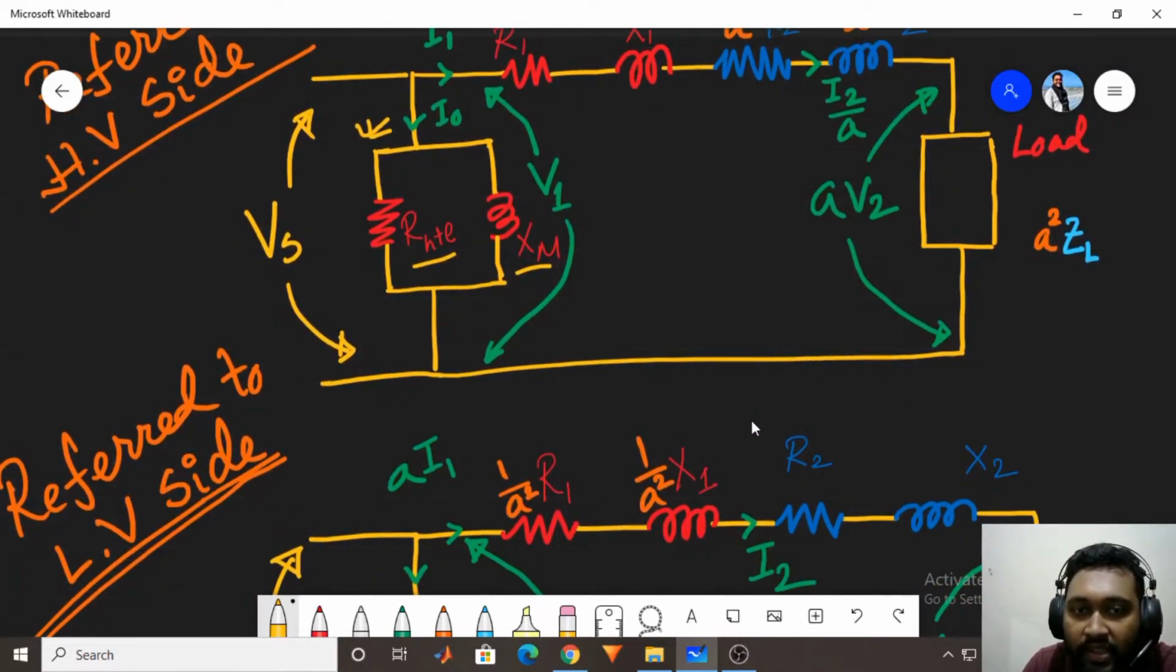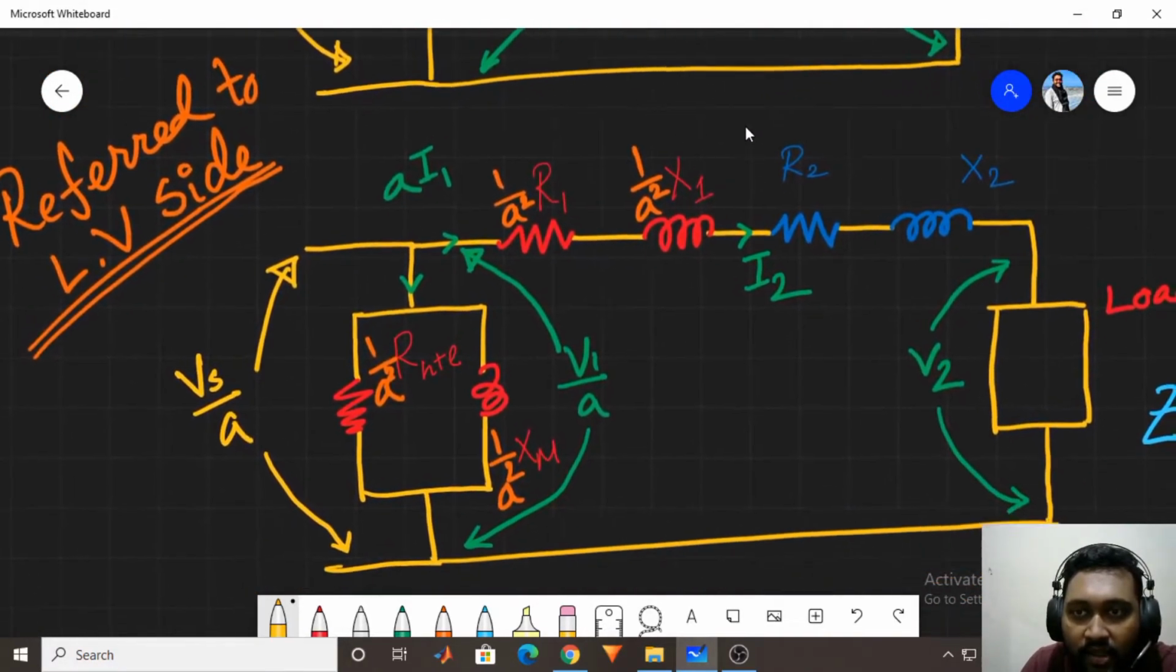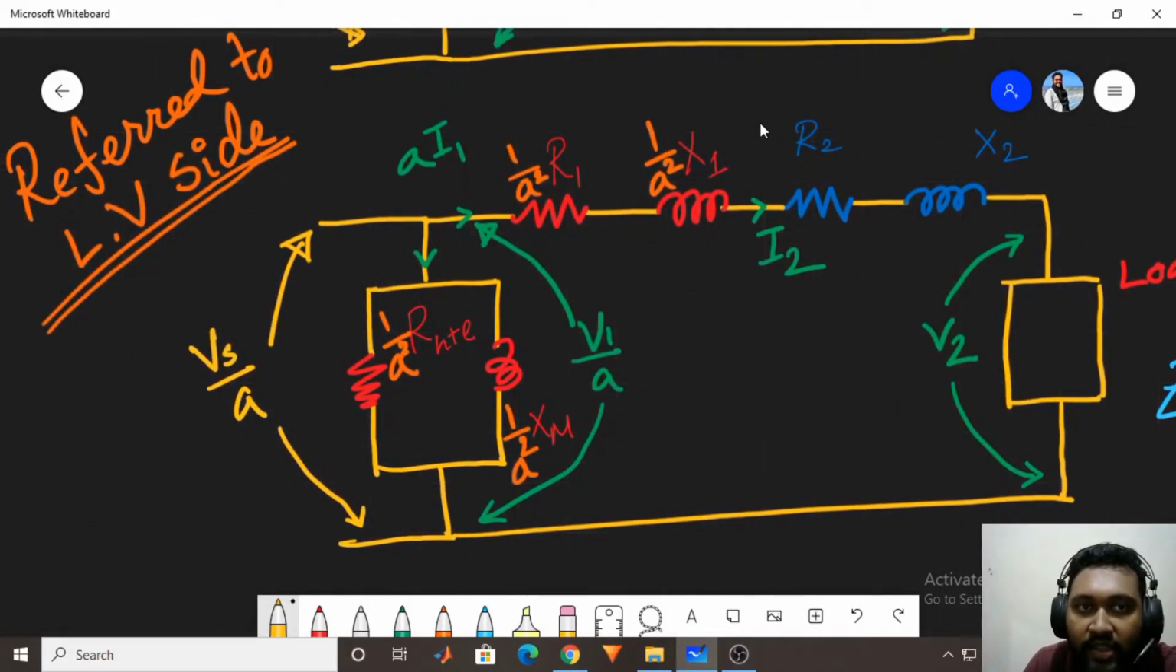Now we see the equivalent circuit which is referred to the low voltage side. This will be quite similar to the high voltage side, but the high voltage side impedances will now be referred to the secondary side by multiplying by 1 by a squared.